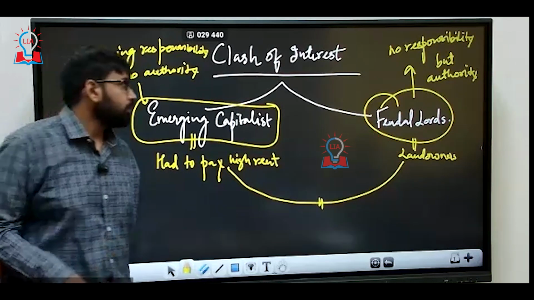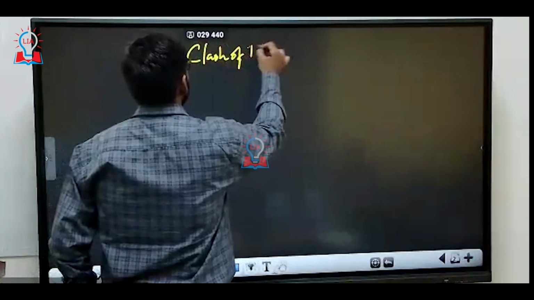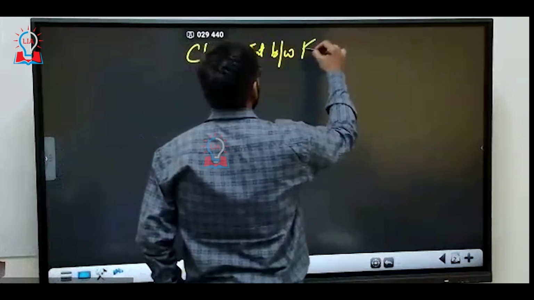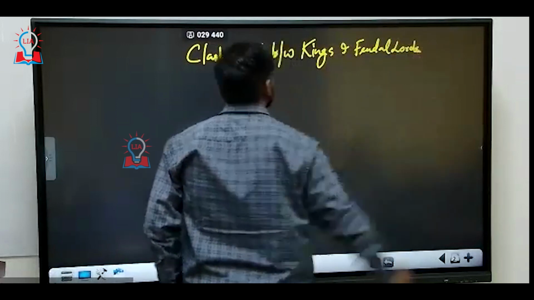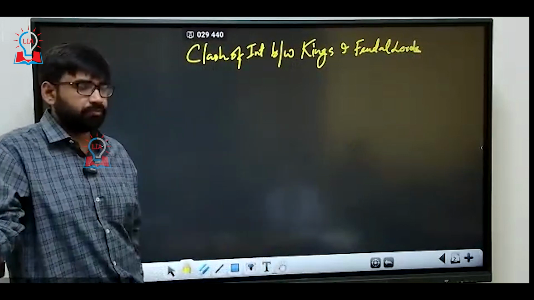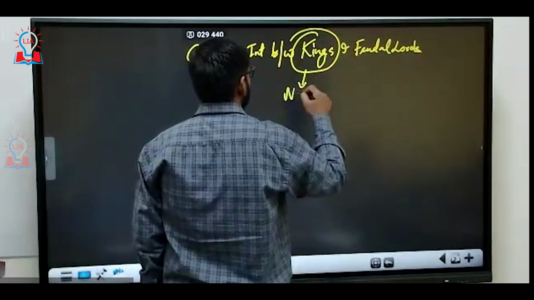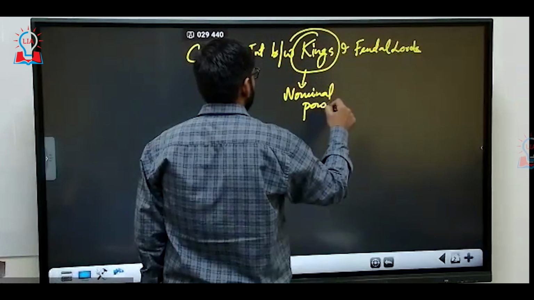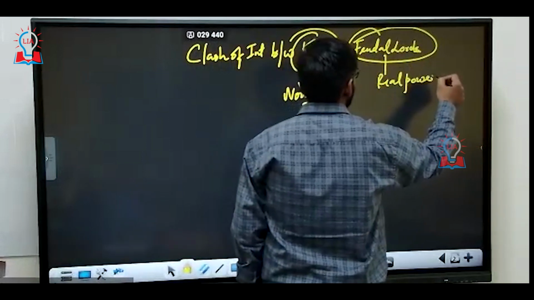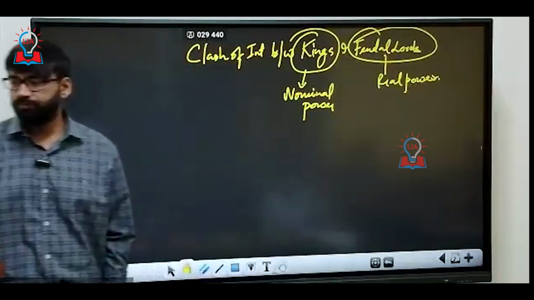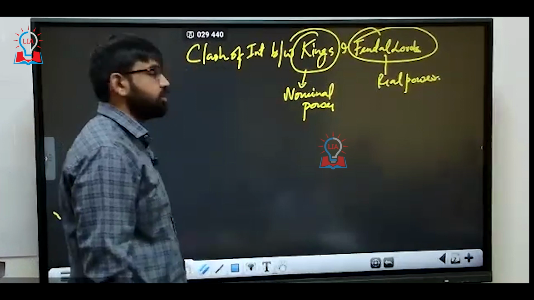This much is clear to all of you? Now, another reason was clash of interest between kings and feudal lords also. Now, what would be the clash of interest between king and feudal lords? Power, because he was the nominal power. And the real power was in the hands of feudal lords and church. So church was more powerful. Church was the most powerful institution. So during this time period, king was also looking for strengthening his authority.